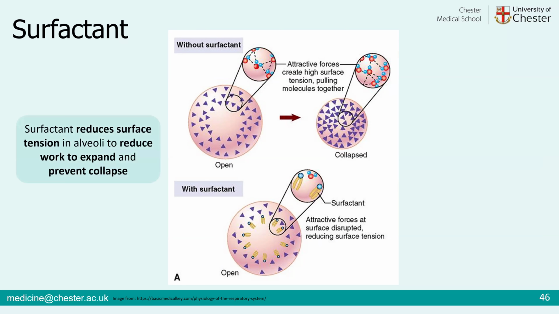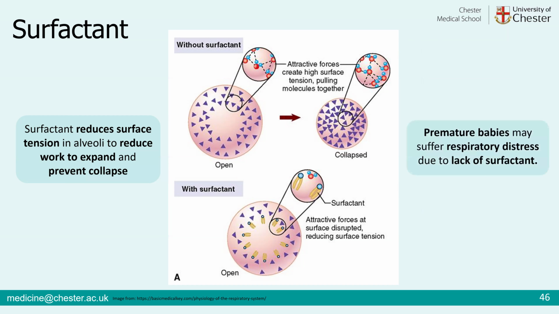So what surfactant does is it disrupts those attractive forces between water molecules to reduce surface tension, so reduce the sort of pull of those molecules to want to pull inwards, to help prevent collapse of the alveoli and to help ensure that expanding them is easier for us to do, okay? This is really, really important that we have surfactant when we take our first breath.